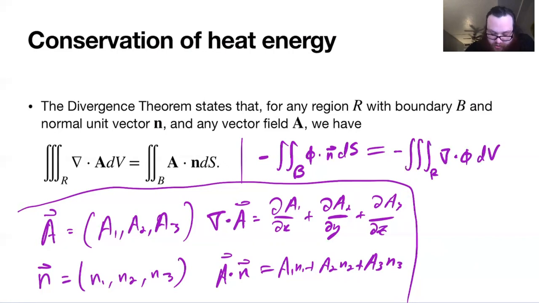One other point: all of this is stated as if the vector fields and normal vectors were three-dimensional things. The same exact statement holds for two-dimensional regions, so if you have a region in the plane, the boundary is a curve. It also holds for one-dimensional regions, where the region is a line segment and the boundary is just two points. The one-dimensional version is pretty much just the fundamental theorem of calculus. But I digress. This is what we really need in our derivation.